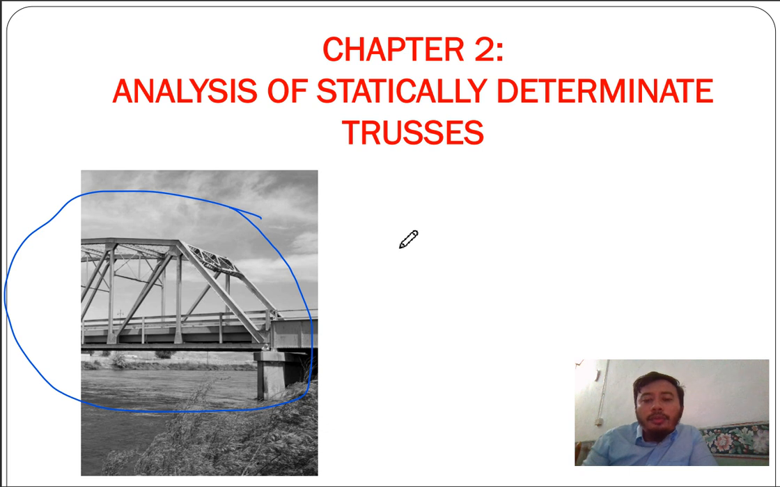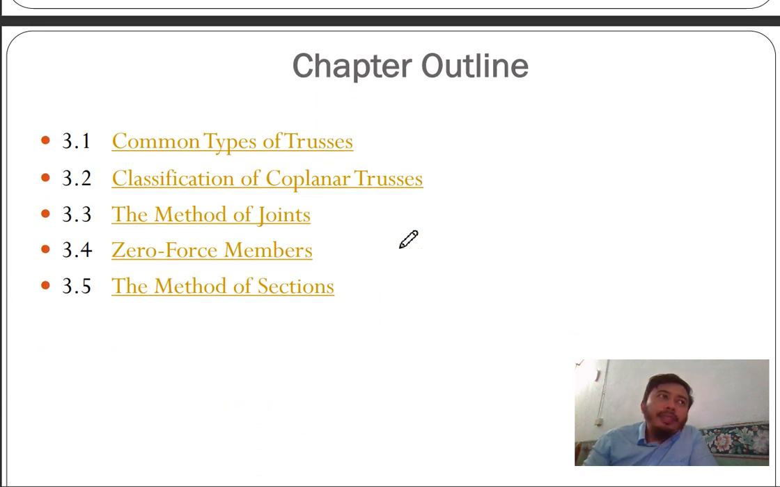So, in this topic, we want to basically know what is trusses, how to classify trusses, and lastly, to analyze the forces in trusses. So first, there are common types of trusses, and then we take a look at the classification of trusses. Is it determinate, indeterminate? And then we're gonna learn about the method of joints, how to analyze forces in trusses, where you analyze the joints.